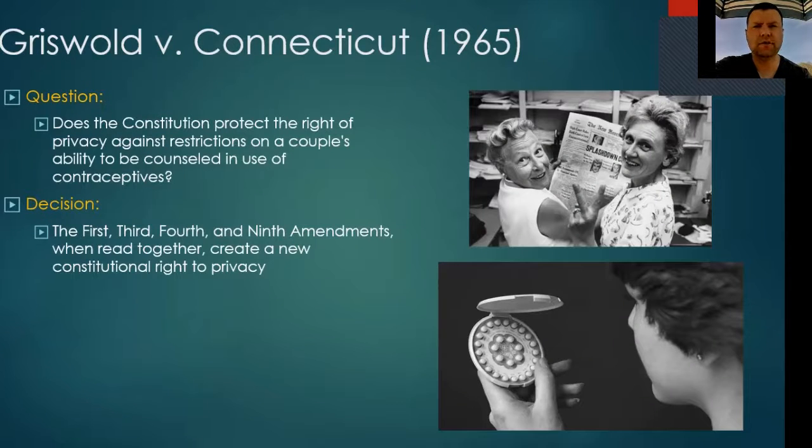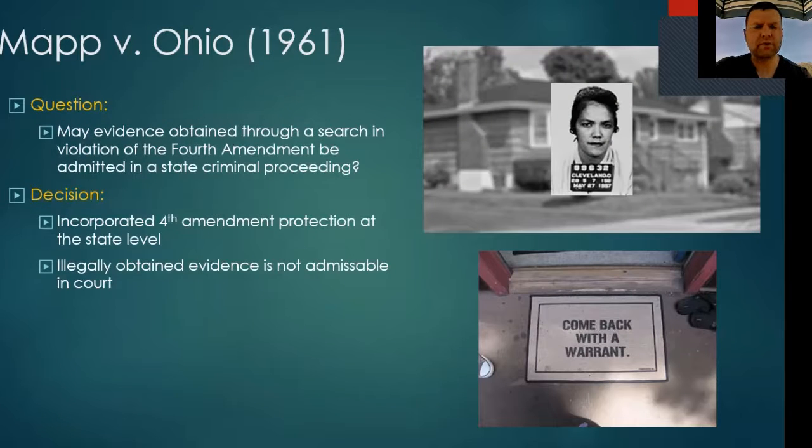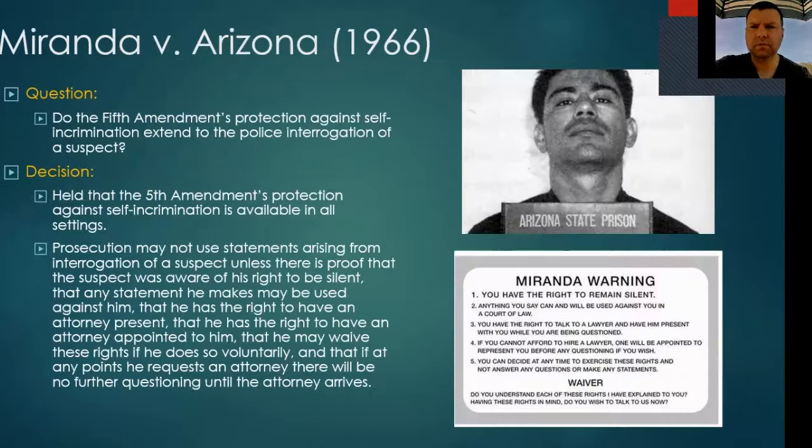There's the Griswold versus Connecticut case that dealt with birth control. Mapp versus Ohio, which dealt with the Fourth Amendment's protections against illegal searches. Miranda versus Arizona, the Miranda warnings you see there, the Fifth Amendment's protections against self-incrimination.